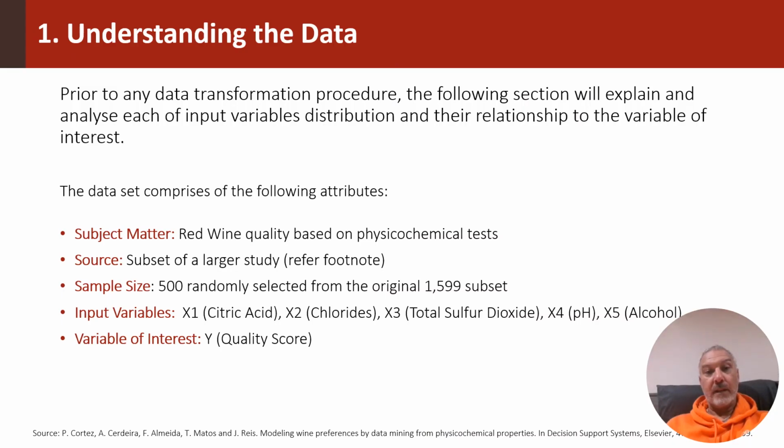Section 1, Understanding the Data. This report will focus on red wine quality score based on the physicochemical tests across 5 input variables. The sample size of this study will be 500 randomly selected results from a large data set of 1599.